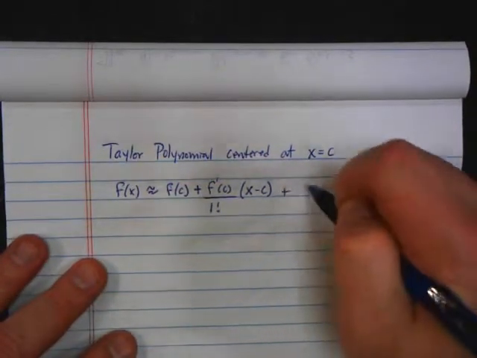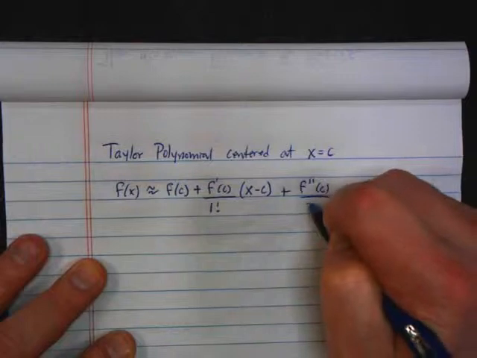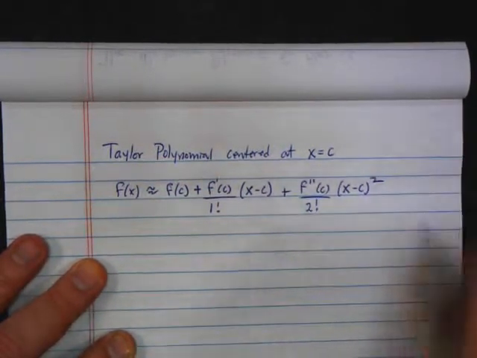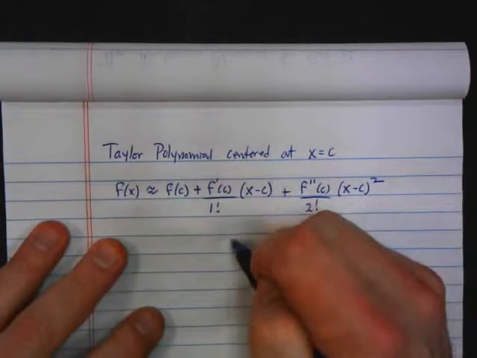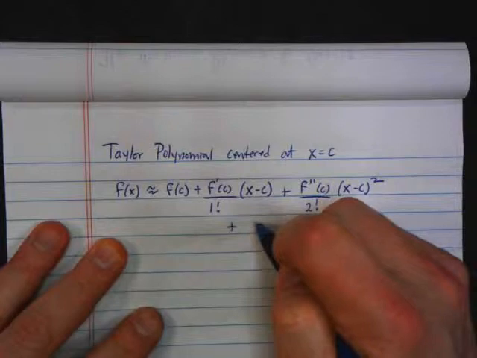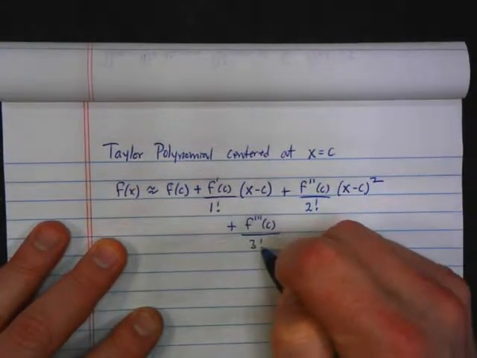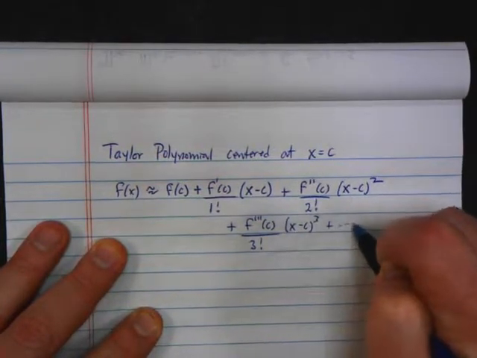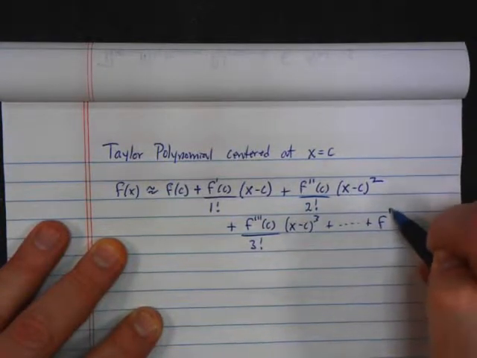Plus, the next one will be f double prime at c divided by 2 factorial times x minus c squared. And you keep going. Plus f triple prime at c divided by 3 factorial x minus c cubed. Plus, you can keep going as long as you want, and eventually you decide, hey, I've done enough derivatives.